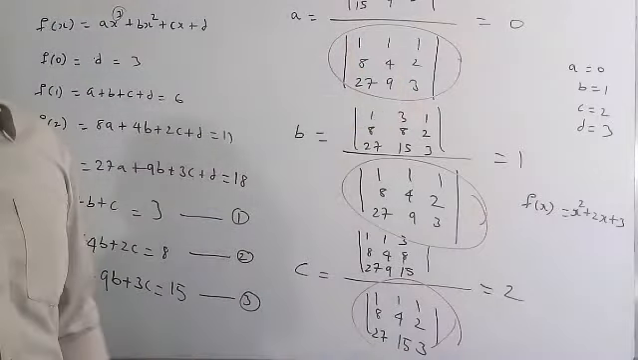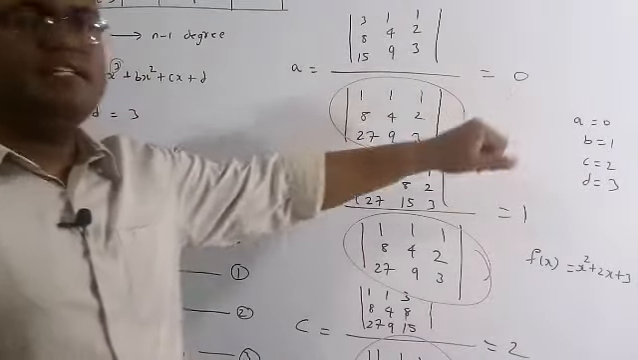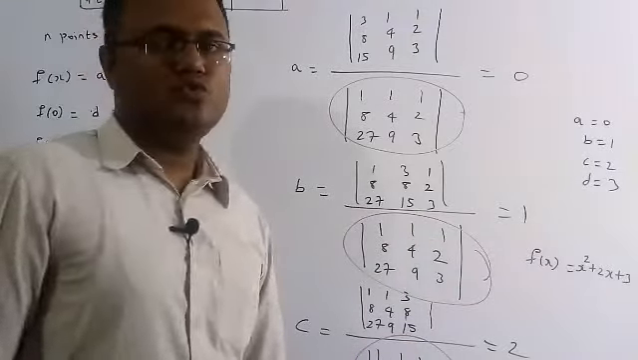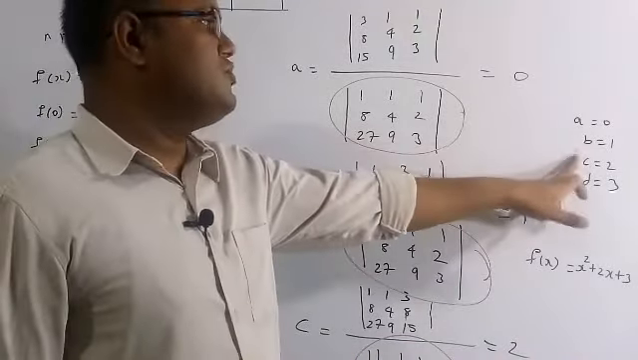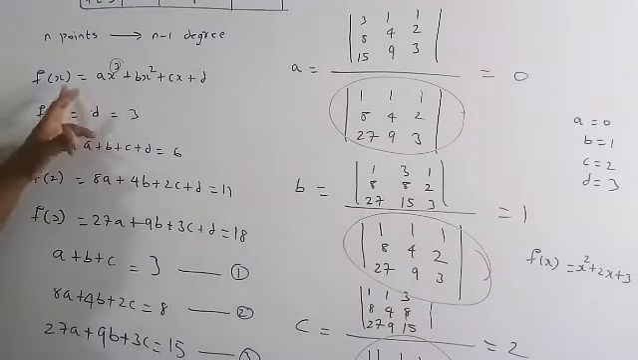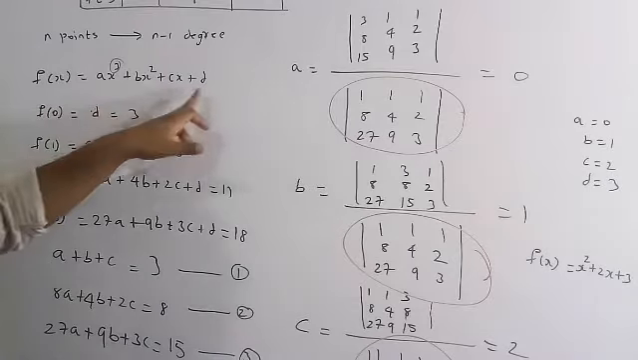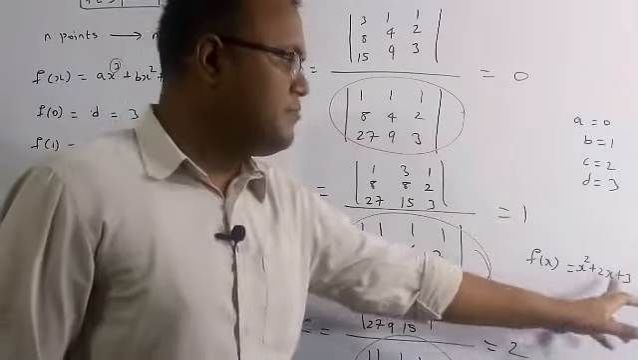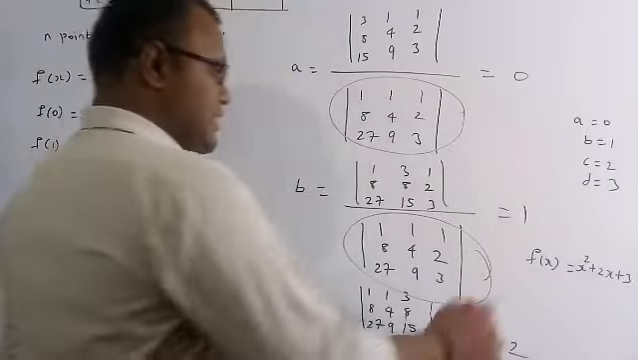If you do it in this manner, we are going to get A equal to 0, B equal to 1, and C equal to 2. So finally A is equal to 0, B is equal to 1, C is equal to 2, and D is equal to 3. Substitute in the equation f of x is equal to ax cube plus bx square plus cx plus d. If you substitute those values, finally we get f of x is equal to x square plus 2x plus 3, and this is the correct solution of this question.